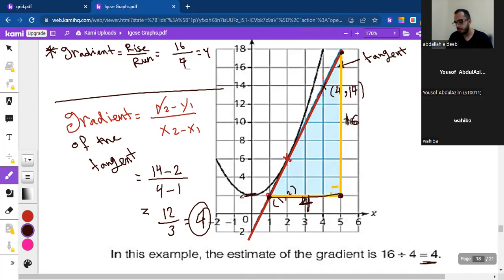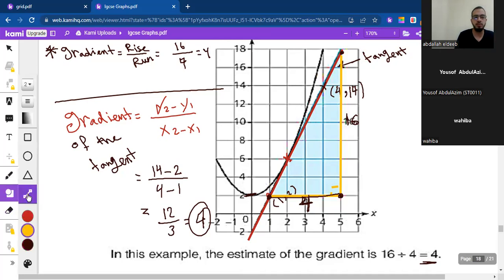Sir, can you explain the rise over run again? Rise over run again. In the beginning, you have only the red line. So you make a right angled triangle, in any position you like, and it will be the same answer by the way, like this.